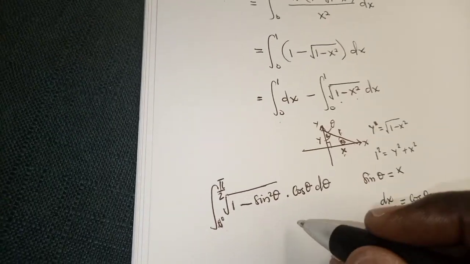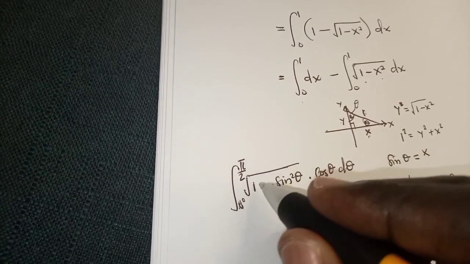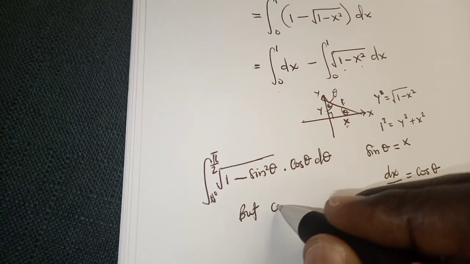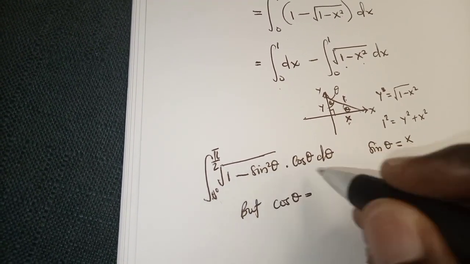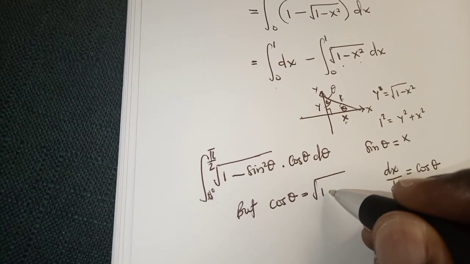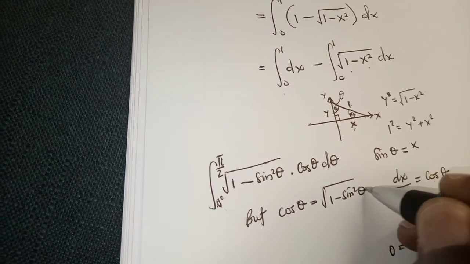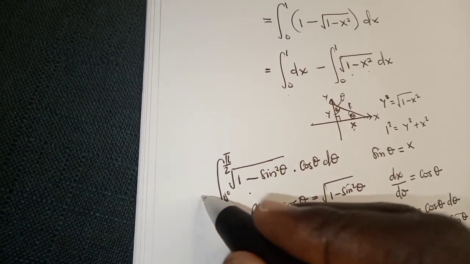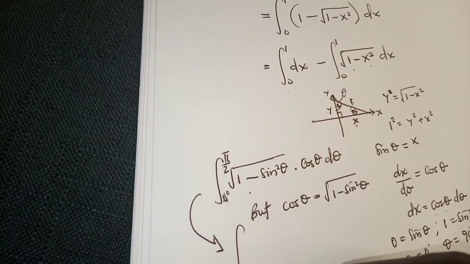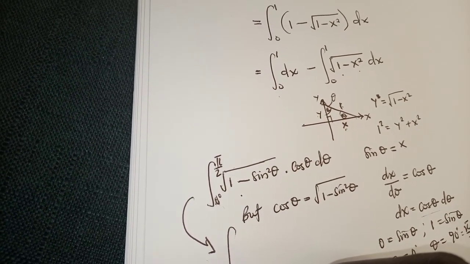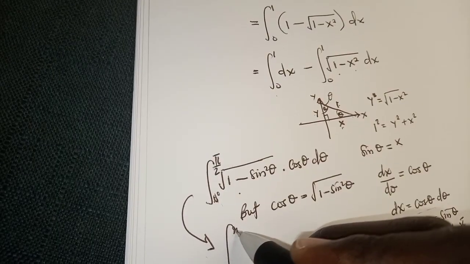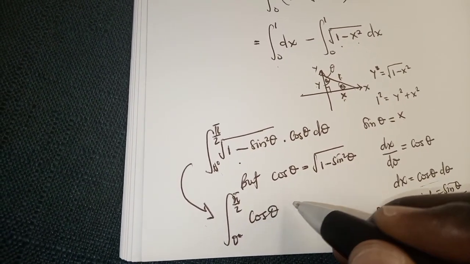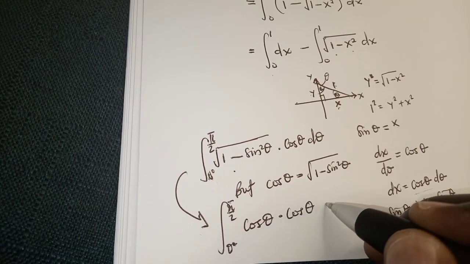All right, now you should know that this is an identity: cos theta equals the square root of 1 minus sine squared theta. So we put that into this. So we're having the integral from 0 to pi on 2, in radians, of cos theta times another cos theta d theta.